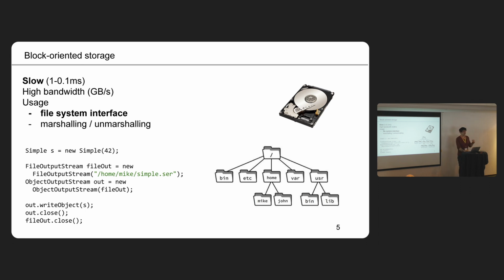The access is made through a tree structure. The file system is organized as a tree, which is different from what we have with objects when you're manipulating them in your program. And you have to do the translation back and forth.